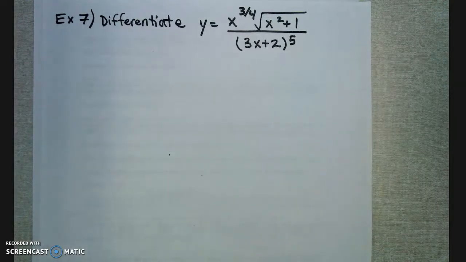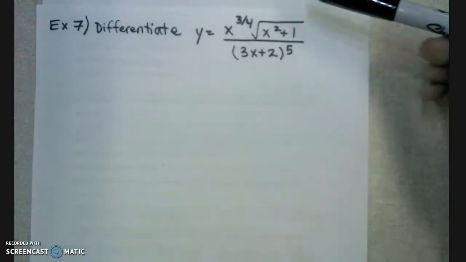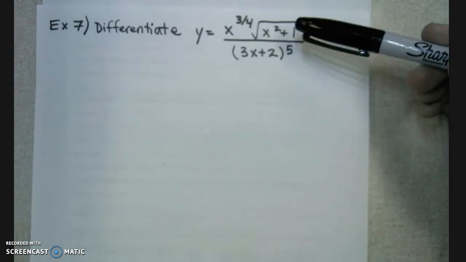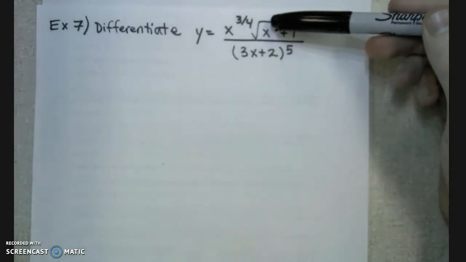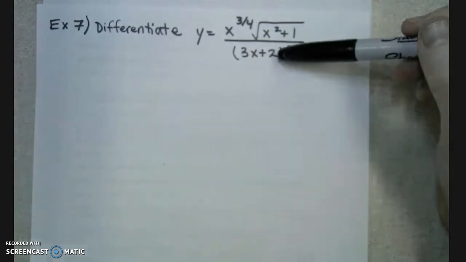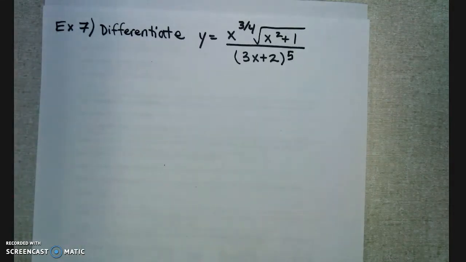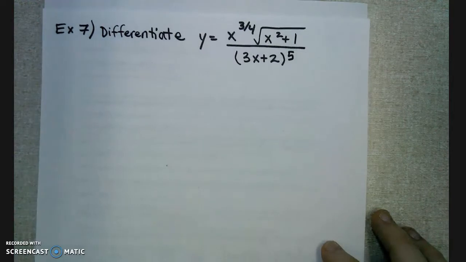In example 7, they want us to differentiate, so find the derivative of this. Now this is awful. We've got a quotient inside the quotient. Up here we've got a product, and within this product, this is a chain, and down here this is also a chain. So there's really a lot going on, and the best way to do this problem would be to introduce a log, use logarithmic differentiation, and really simplify it down first before you find the derivative.